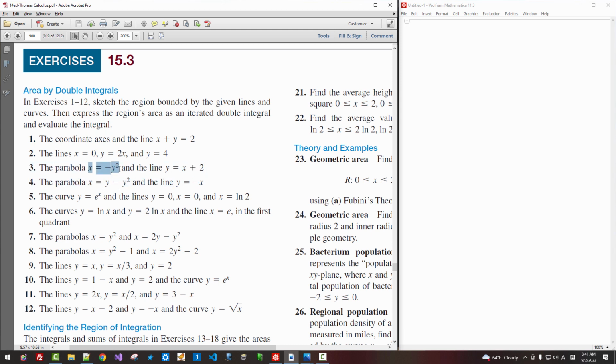Now, parabola x equals negative y squared. The line y equals x plus 2. Can you guess this graph? You should be able to guess this graph correctly in your mind.